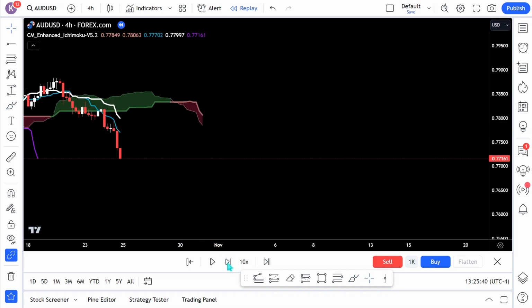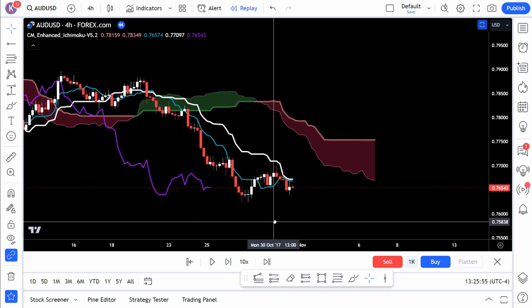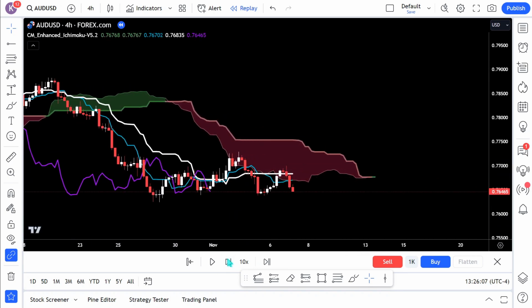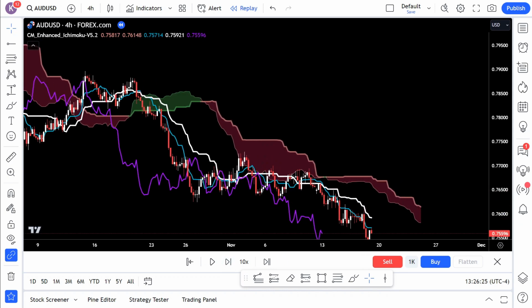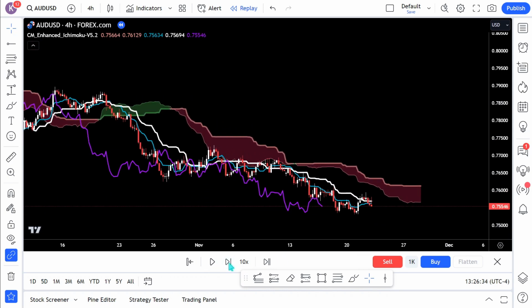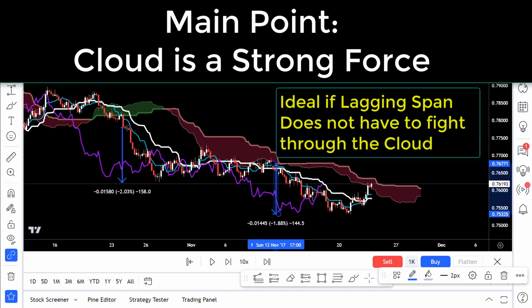We get a Kumo breakout to the short side. A nice push down. Price retraces to the cloud. The Kumo holds and we continue on our merry little way down to more profit. This is another example of how the cloud can be a strong force. We made 158 pips before price turned around. It paused at the Kumo and then turned back lower for another 150 pips.